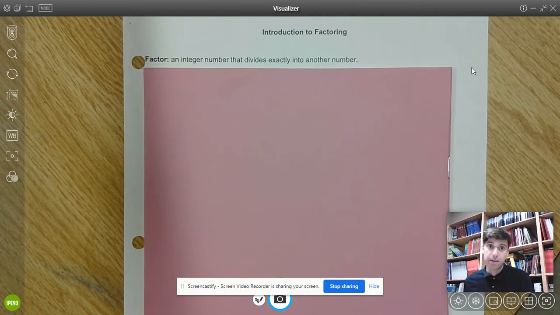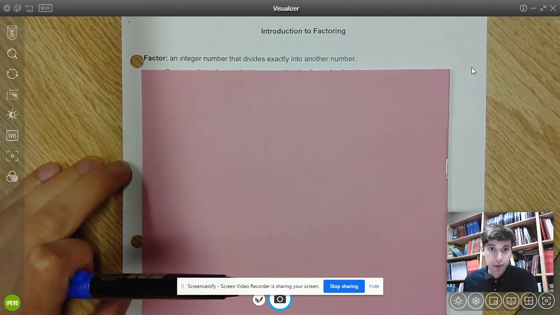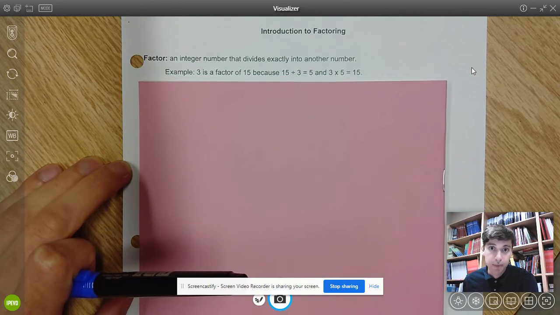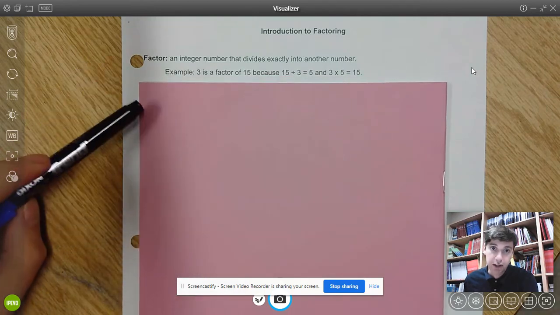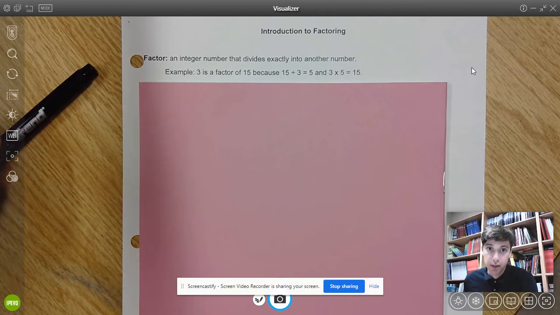So what is a factor? A factor is an integer number that divides exactly into another number. Definitions in math are tough, and examples are usually a quicker way to see it. An example is 3 is a factor of 15 because I can divide 15 by 3 and I won't get a remainder or a decimal.